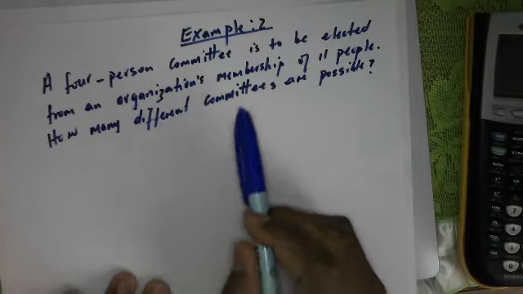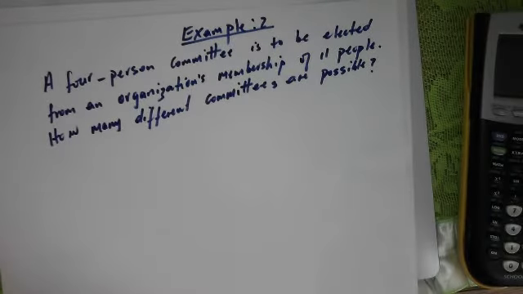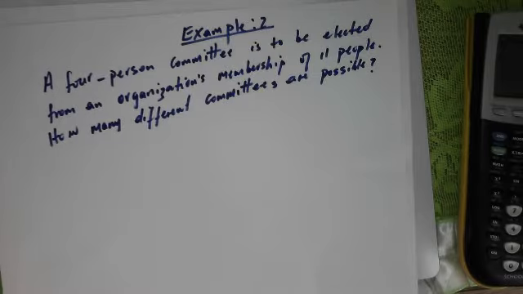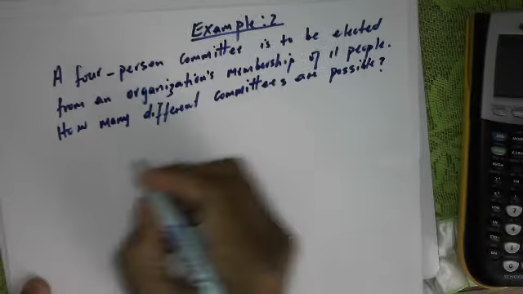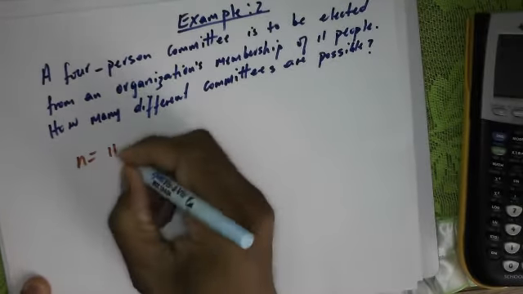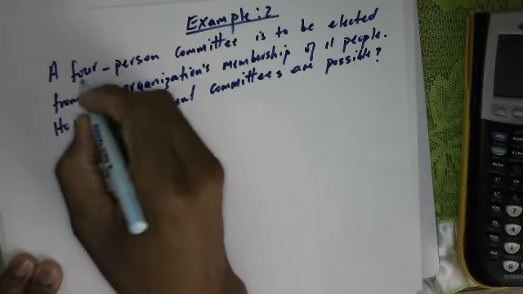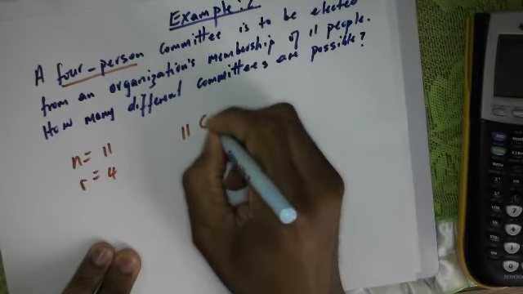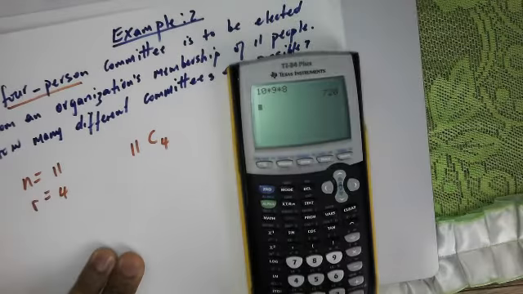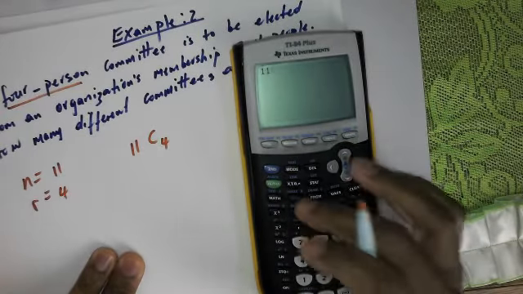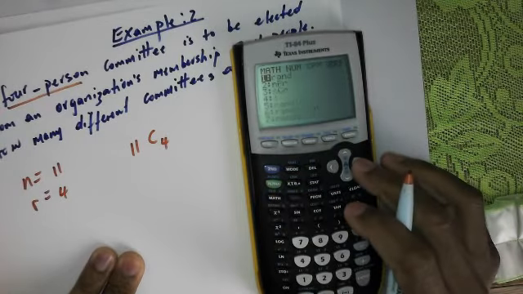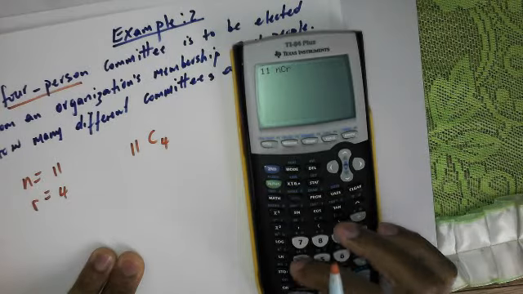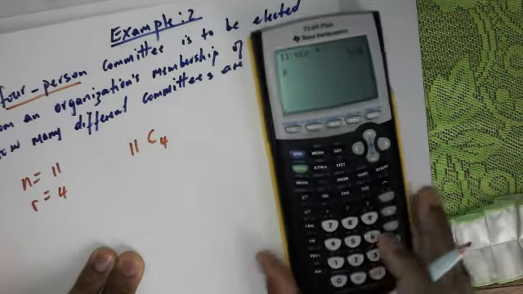So in this case, because it doesn't matter, this would now become what we call a combination. So our n is the total number of people, which is 11, and our r would be the number you're selecting from it, which is 4. So this would be 11C4, and we can put that in our calculator. So that would be 11, and then we hit math, come over to PRB, come down to NCR, and then hit 4. So that would be 330.